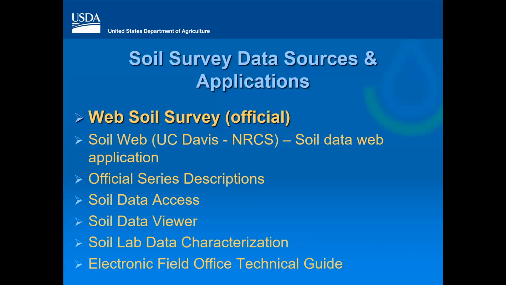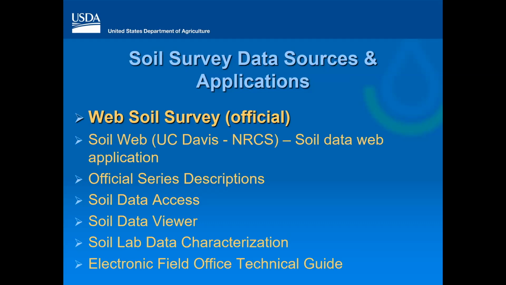So, soil survey data sources and applications. As an agency, the main official data source and website is Web Soil Survey, but you can find this information being used in other sources, like in this case SoilWeb, which is a computer application as well, but that one you can download on your cell phone and use the GPS capabilities of the phone, and it will tell you the soil survey information for that site.